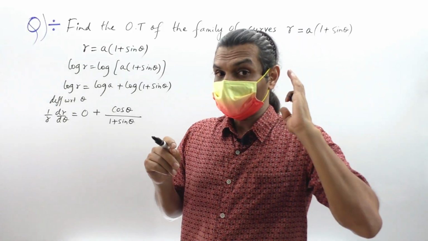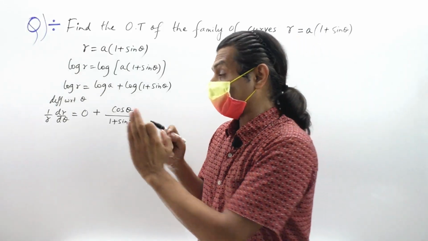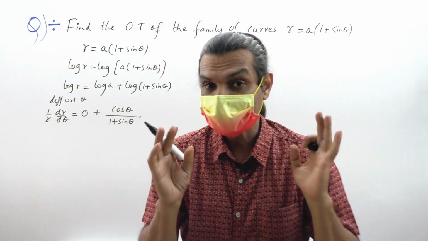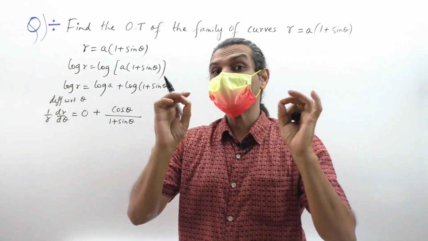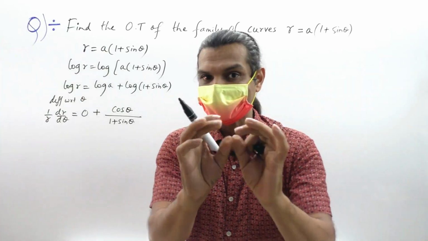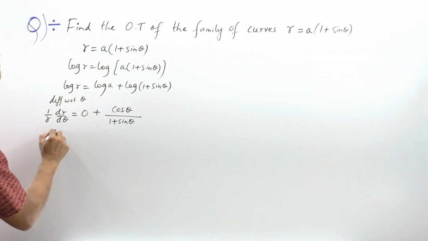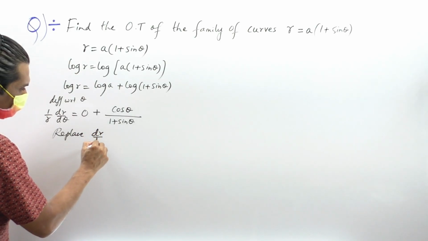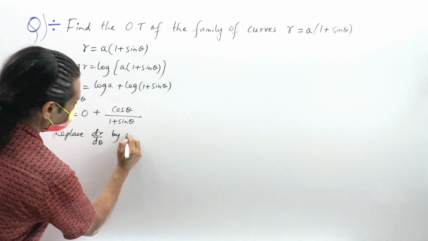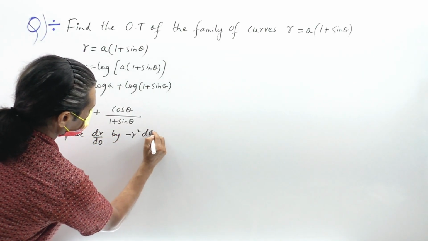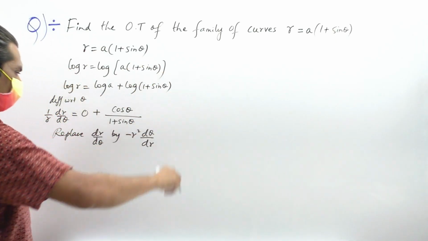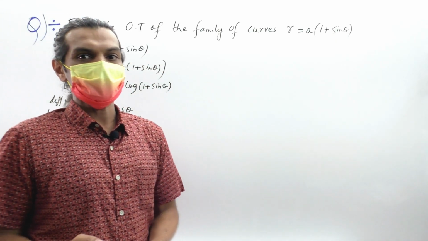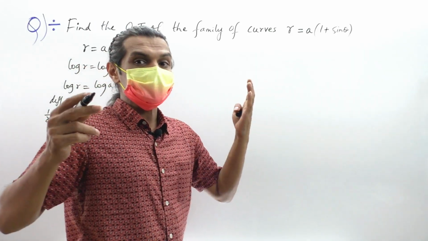Always, the method of finding the OT for a polar curve is to replace dr by d theta with minus r square d theta by dr. So right here, we replace dr by d theta with minus r square d theta by dr. Please, it's better you practice along with me so that you don't miss any step.